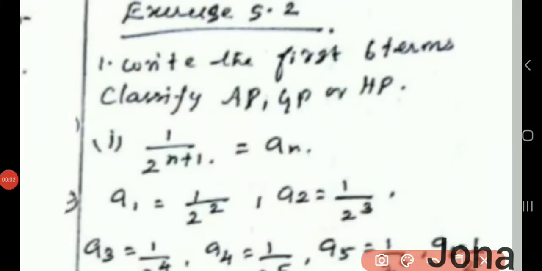Exercise 5.2. Write the first six terms. Classify AP, GP or HP. AP is arithmetic progression, GP is geometric progression, HP is harmonic progression. We know about AP. AP is nothing but a sequence which has the common difference as same.